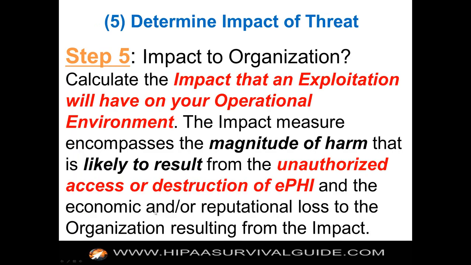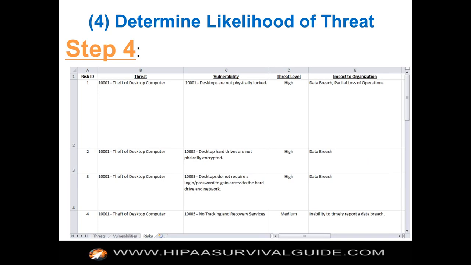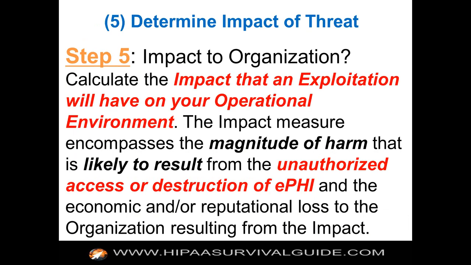So impact to the organization is to calculate the impact that an exploitation will have if that threat actually exploits the vulnerability, and the magnitude of harm. What bad things is it going to cause to your business, to your operational environment? That's essentially what the impact is, and it's going to be a description. It's going to be data breach, partial loss of operations. Obviously, these are simplistic descriptions, but power loss is going to bring down every application. We're not going to be able to serve patients, et cetera, right? Just describe the harm that would be caused if that threat actually exploited that vulnerability.